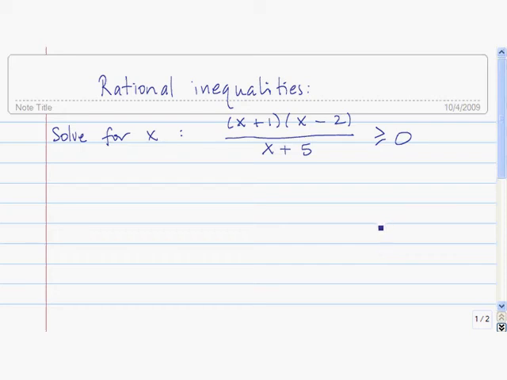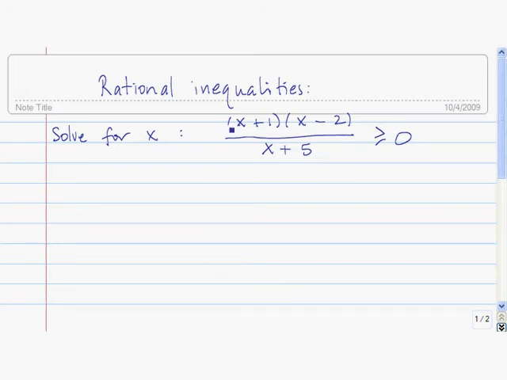The first thing that you want to do when you solve a rational inequality is to put it in this form, where 0 is on one side of the inequality and a single fraction, where both the numerator and denominator are in factored form, is on the other side. Okay, what we're going to do is classify everywhere where this is positive, negative, 0, and undefined.